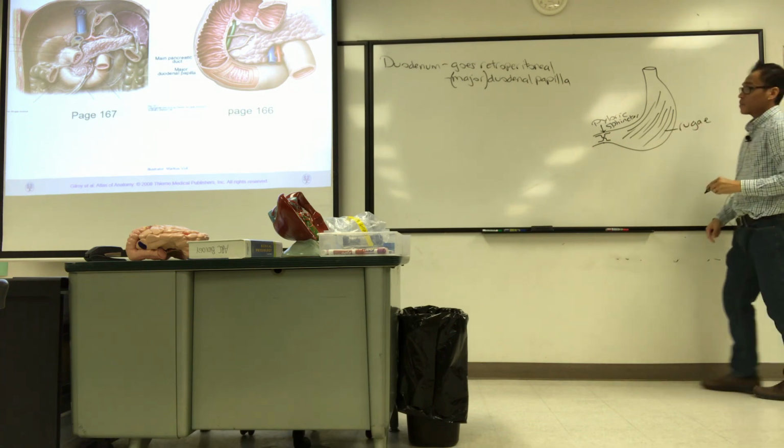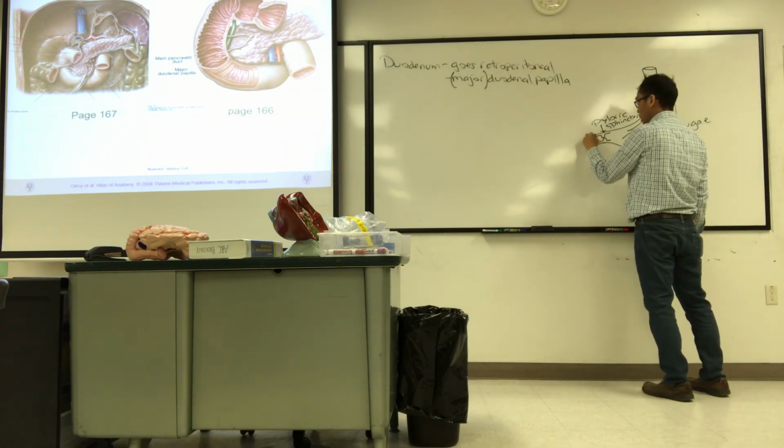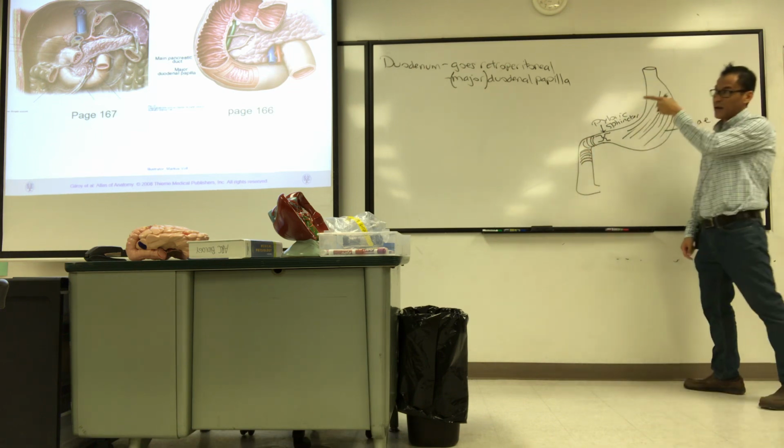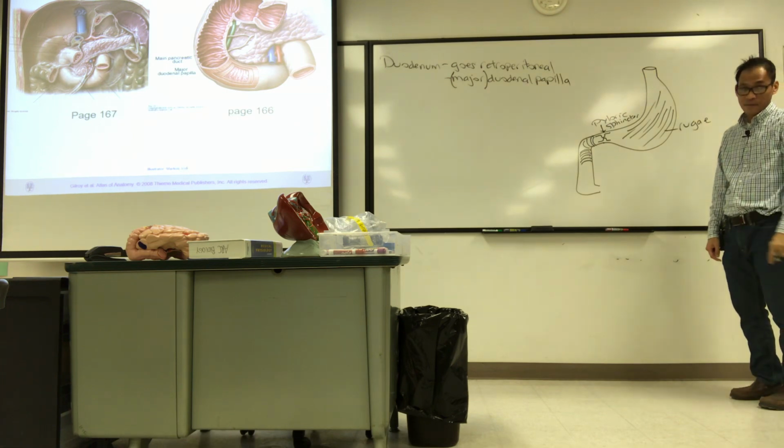But then you go to the duodenum, and the duodenum has these circular folds. Okay, they kind of show it in the picture on the right. And those are called plicae.